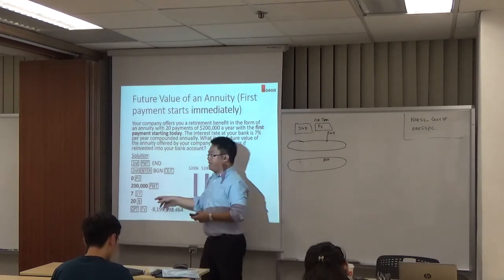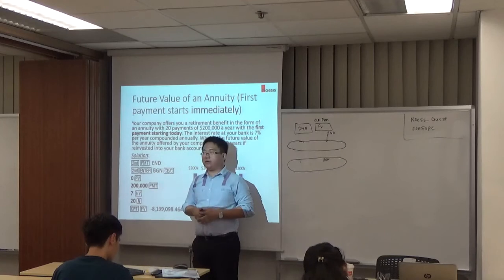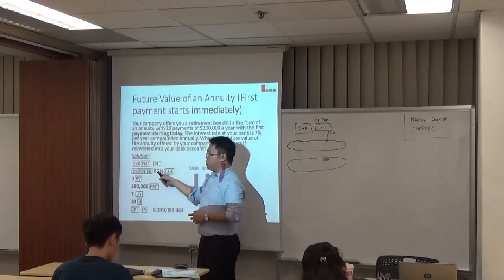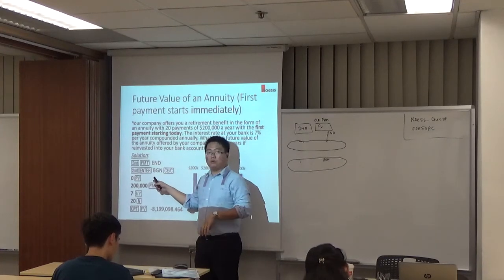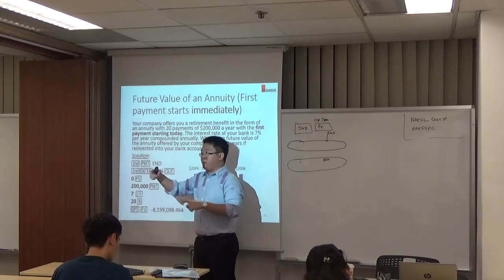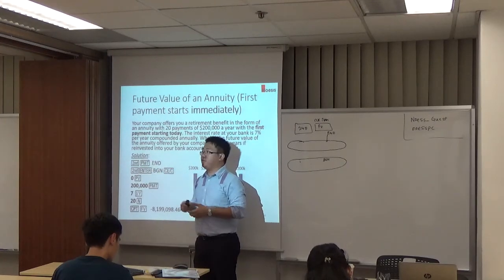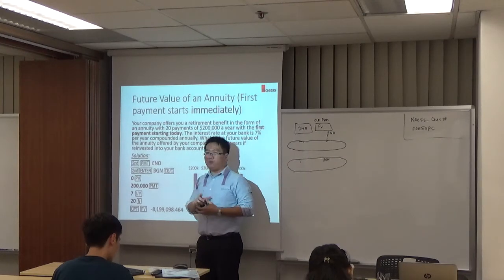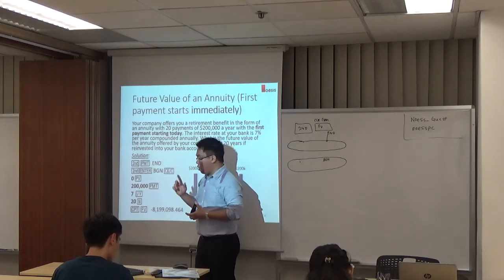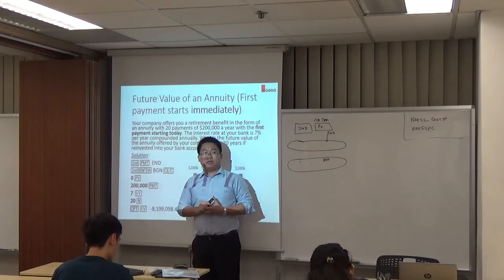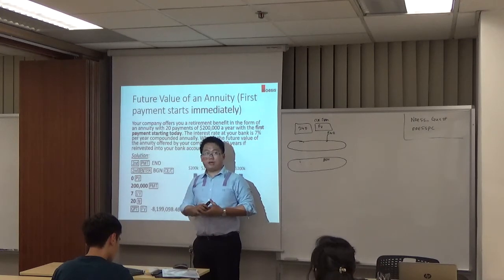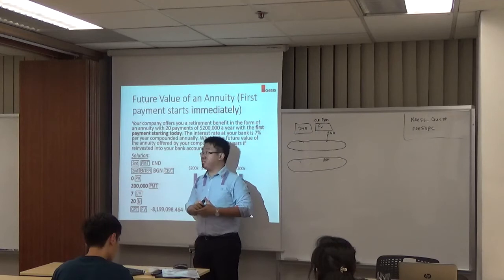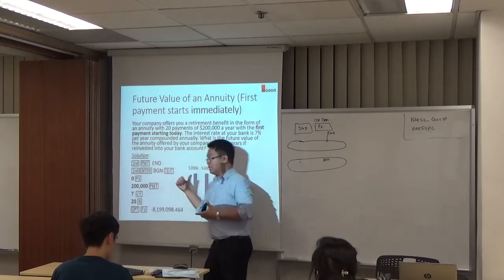So when you put 20 here, the calculator will think, based on BGN, your first payment starts now. And then there will be 20 payments, 20 times of that 200,000. Now, the problem with this calculator is that when you press compute FV, it will calculate the future value of that series of 20 payments 20 years later.